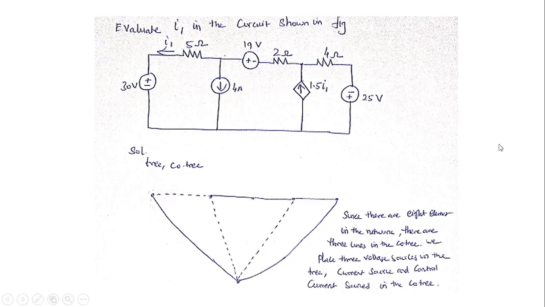So this is lecture 7 on network topology, unit 5, EC3251 circuit analysis. Here I am discussing link and loop analysis, problem 2. In this question, they have asked to evaluate I1 in the circuit shown in the figure.